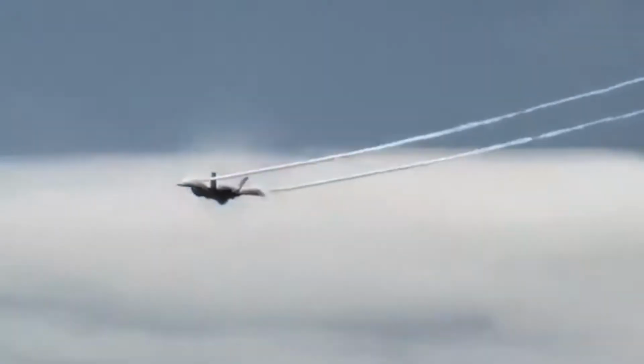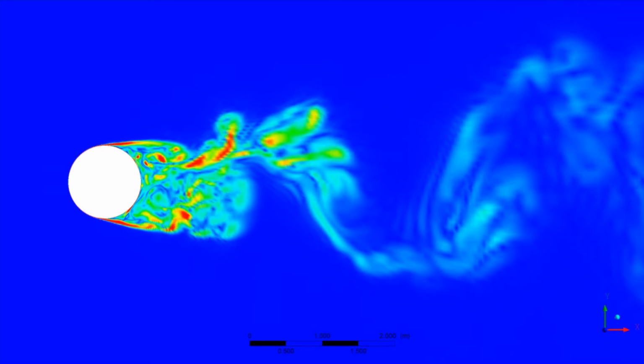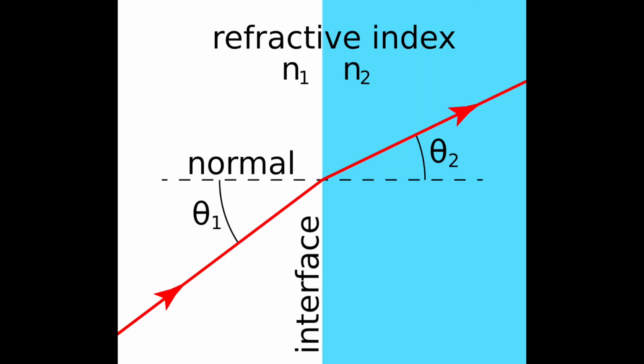In this course, we treat flow as compressible when Mach number is greater than 0.3. In reality, density changes during many fluid processes. Variations in density of a fluid indicate differences in its refractive index.